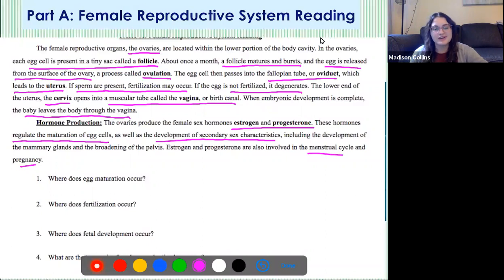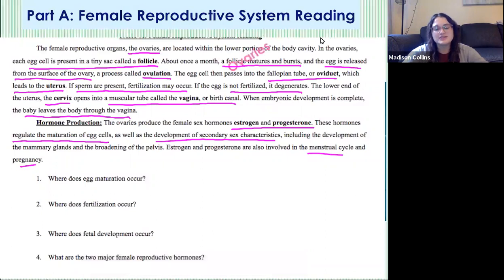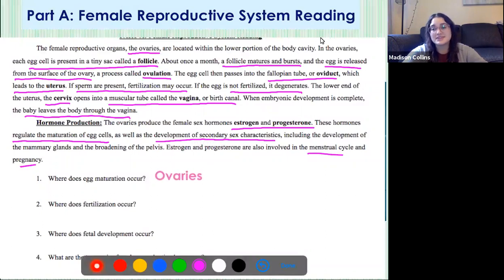Number 1, where does egg maturation occur? So egg maturation occurs in these structures known as the ovaries. This is where those eggs are stored, and then once a month they are going to kind of violently burst through the wall of the ovary and be released into the fallopian tube. And that process is known as ovulation, when that egg is going to mature and then be released from the ovary.